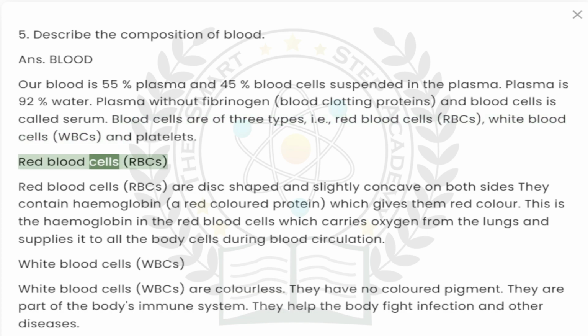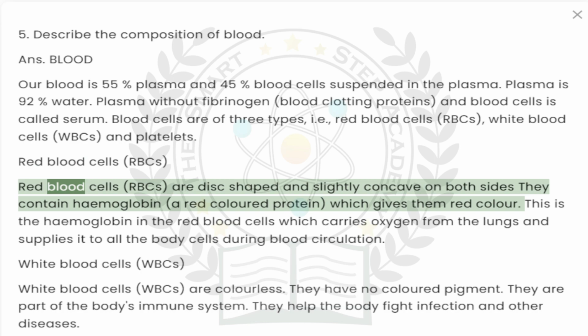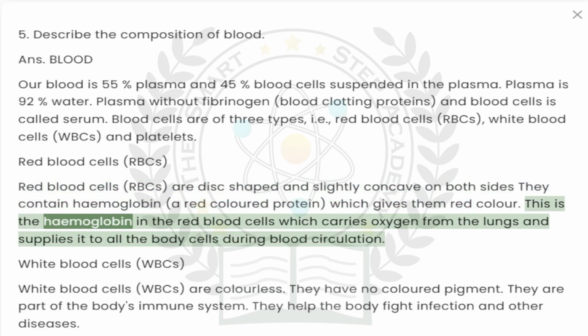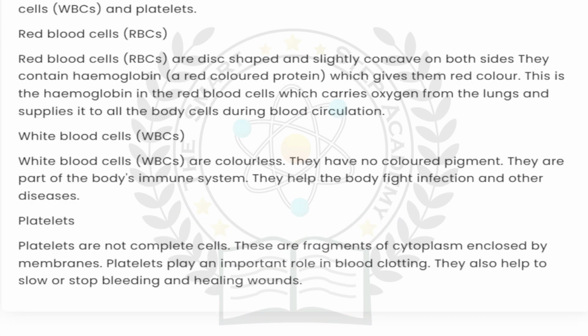Red blood cells. Red blood cells are disc-shaped and slightly concave on both sides. They contain hemoglobin, which gives them red color. This is the hemoglobin in the red blood cells, which carries oxygen from the lungs and supplies it to all the body cells during blood circulation.